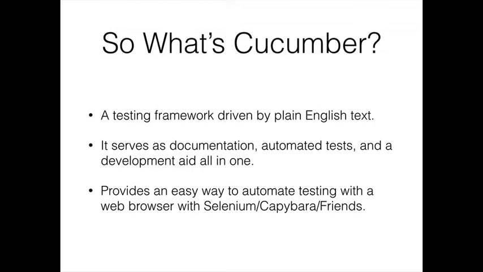So Cucumber itself doesn't do much. It's just this plain English thing. You need other software to drive it and make it work. So we're going to be using, later on in the series, software called Selenium, Capybara, and something called Poltergeist. I think we're going to be using Firefox and some other tools as well.